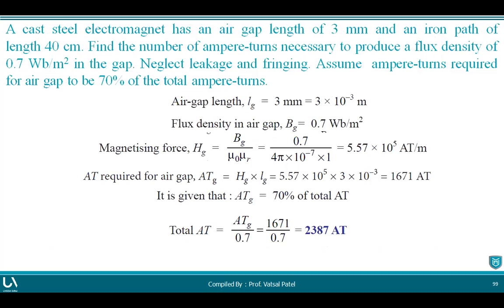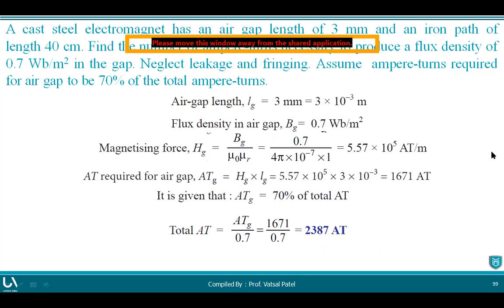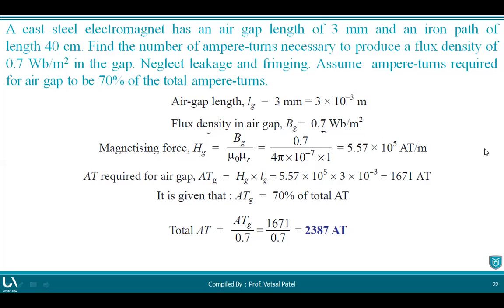Then we discussed this example, in which there is a cast steel electromagnet having an air gap length of 3 mm and an iron path length of 40 centimeter. In this example, we want to identify the total number of ampere turns necessary to produce the flux density of 0.7 Weber per meter square. We neglect the leakage or fringing, and we assume that the ampere turns required for the air gap are 70% of the total ampere turns.